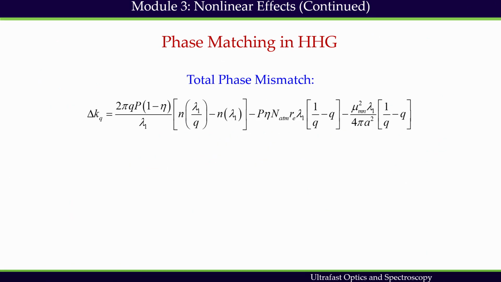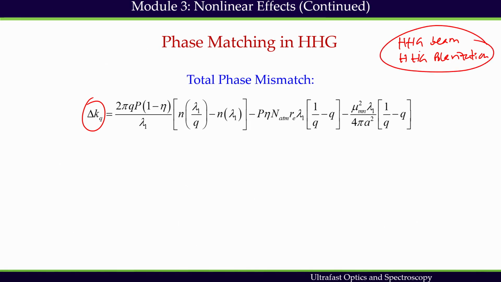So the phase mismatch can be written by this expression, and this expression gives us the phase mismatch between the emitted HHG beam and the HHG polarization. That is going to control the phase matching. The phase mismatch can be given by this expression. The waveguide contribution we have included. If we are not using a waveguide, then we can remove this contribution.